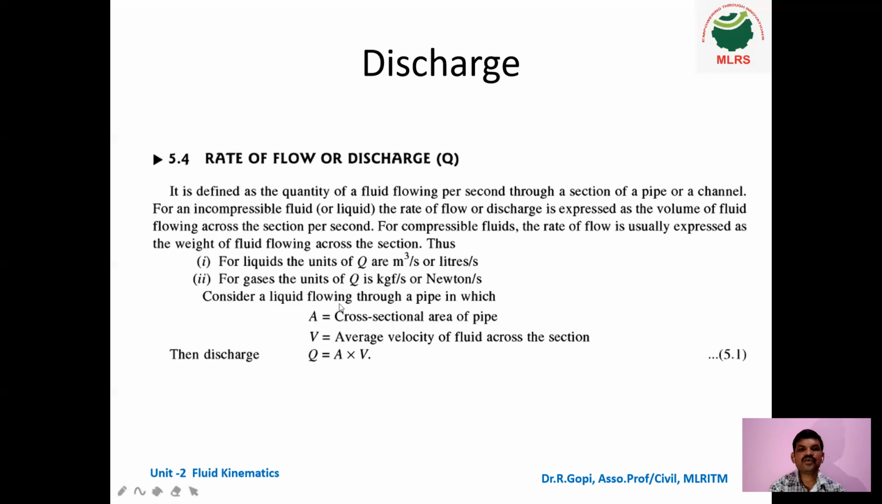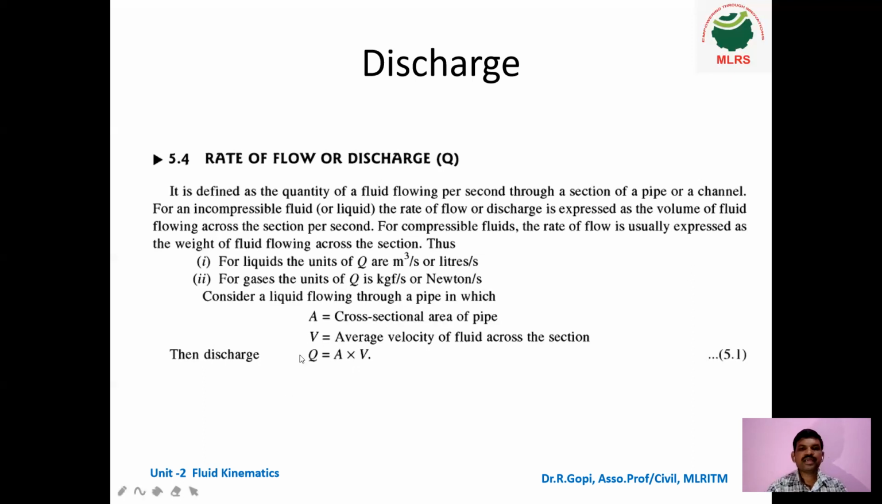Consider a fluid flowing through a pipe. Consider a pipe, a 1 meter length pipe. Water is flowing in the pipe. So how to calculate the discharge? It is a very simple equation. Discharge equals area of the pipe into velocity of the flow.